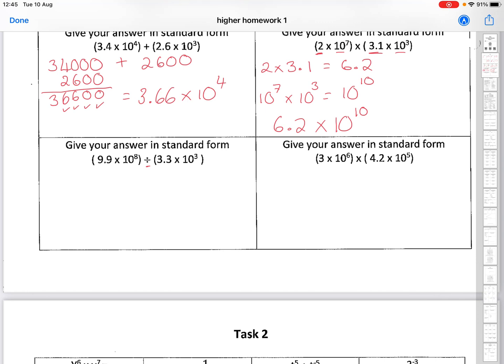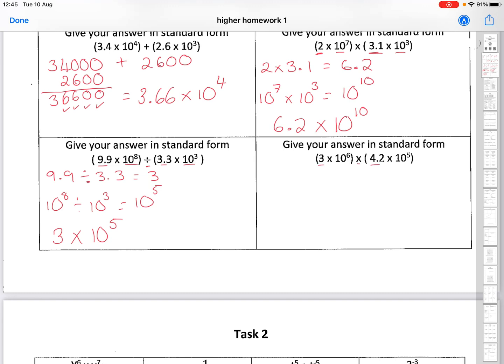With our next one, again, dividing exactly the same, we're going to divide our numbers. So I'm going to do 9.9, so divide our numbers first. 9.9 divided by 3.3, which is 3. Then I'm going to divide my powers. So I'm going to do 10 to the power of 8 divided by 10 to the power of 3, which is 10 to the power of 5, because we do 8 take away 3 to get 5. We put our numbers together, so we've got 3 times 10 to the power of 5 as our answer.